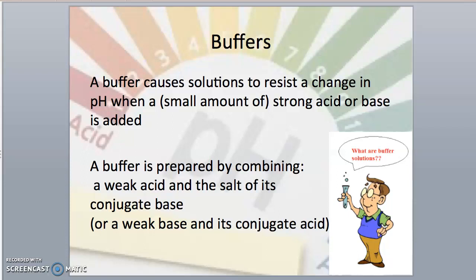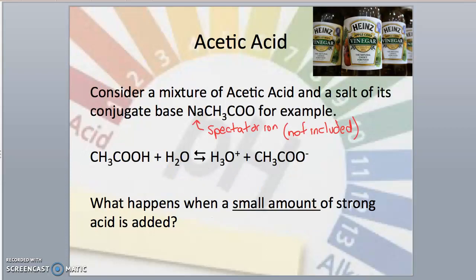A buffer system can resist pH change when a small amount of strong acid or base is added. This is very different than adding a strong acid or base to just water. To prepare a buffer, we need to have either a weak acid and the salt of its conjugate base, or a weak base and the salt of its conjugate acid.